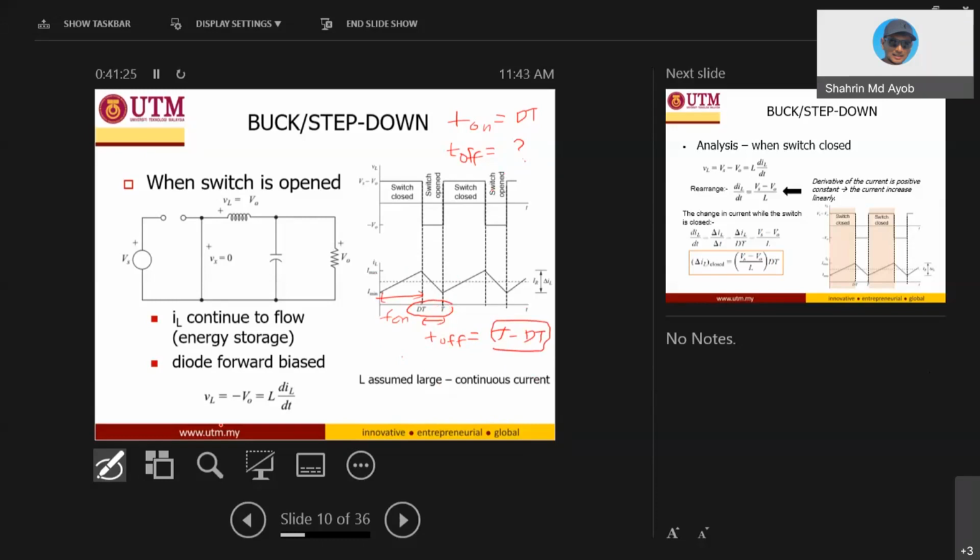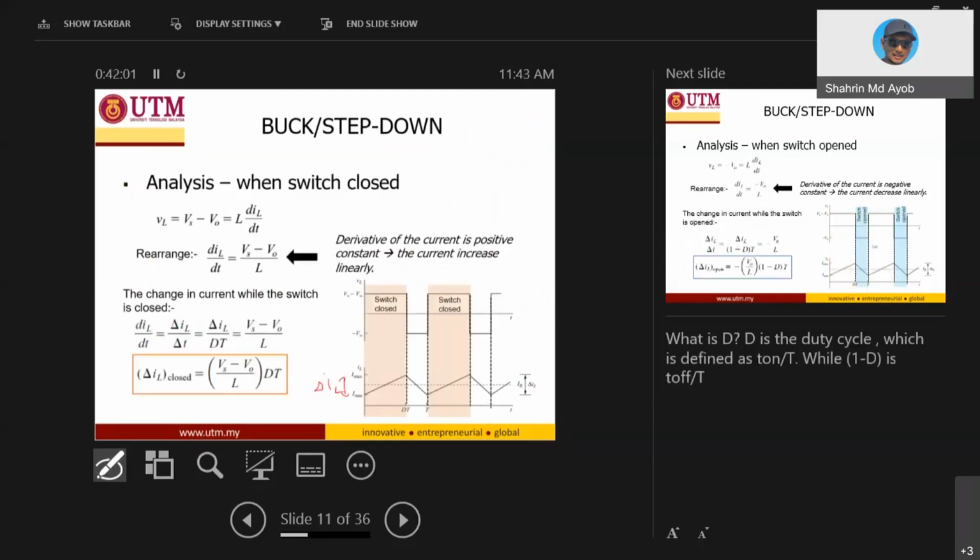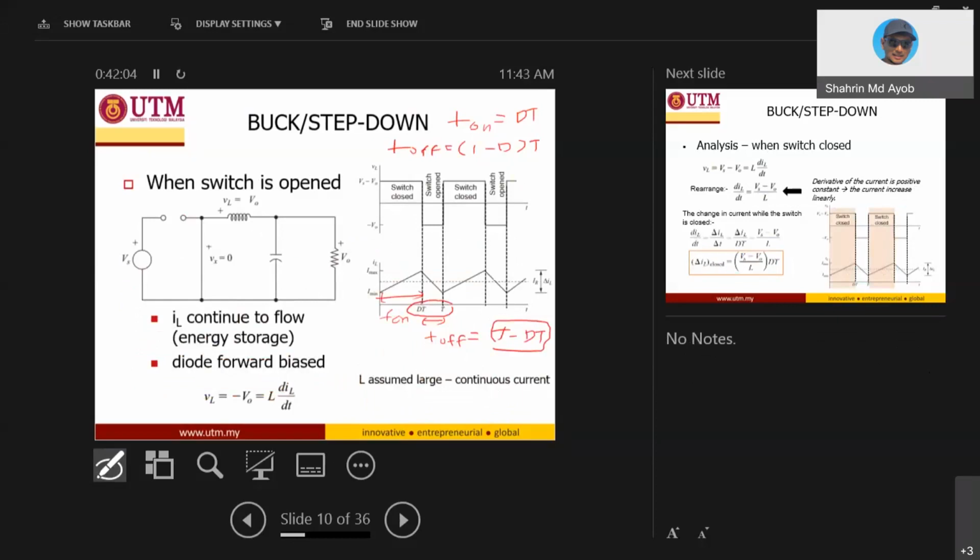So your T off is 1 minus D. So T on is dt and T off is 1 minus D. If you want to copy it, you can.